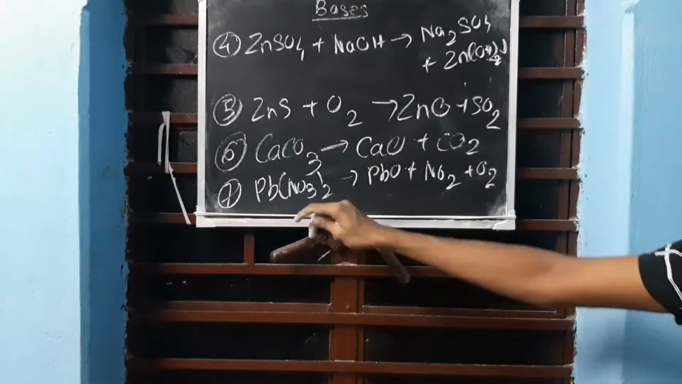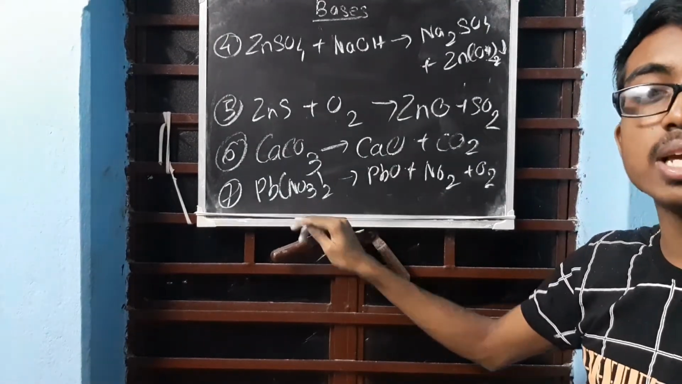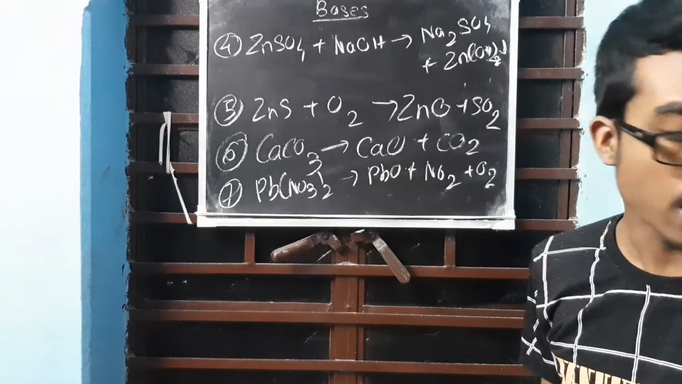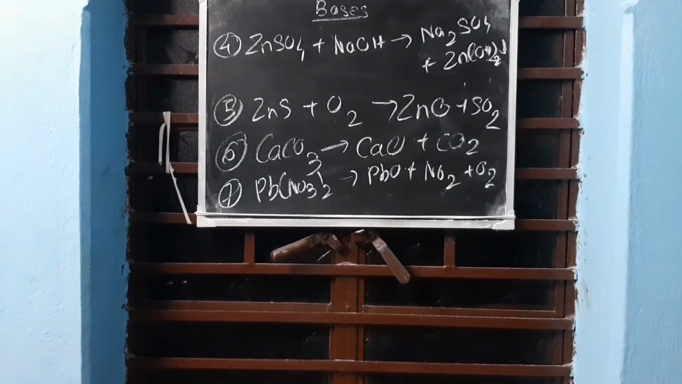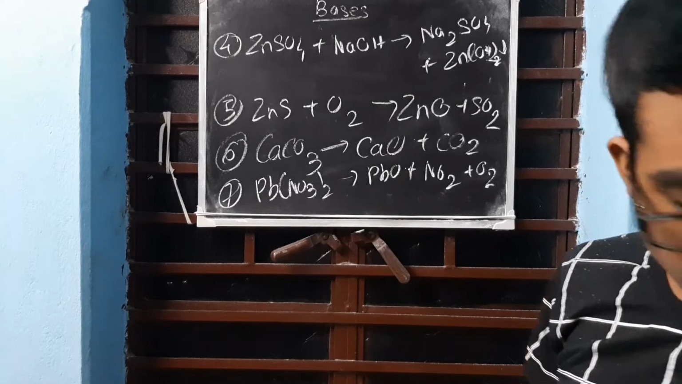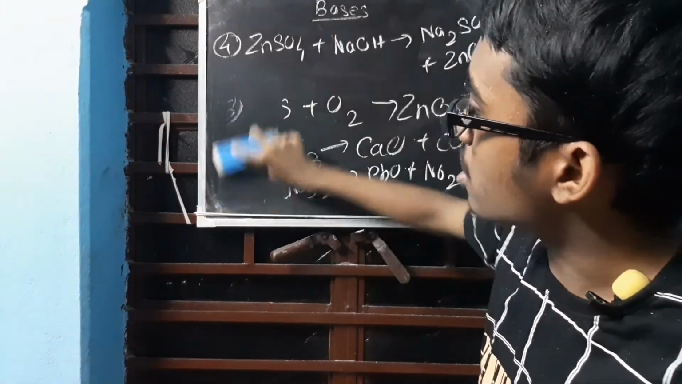Again, the same exceptions come here. That is Na2CO3, NaNO3 and KNO3. They will not decompose to form this particular reaction. Clear? Okay. Now let us learn about the properties of bases.